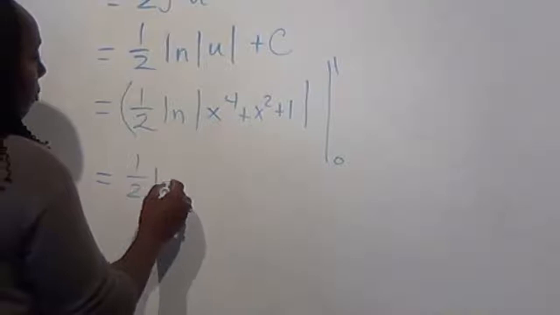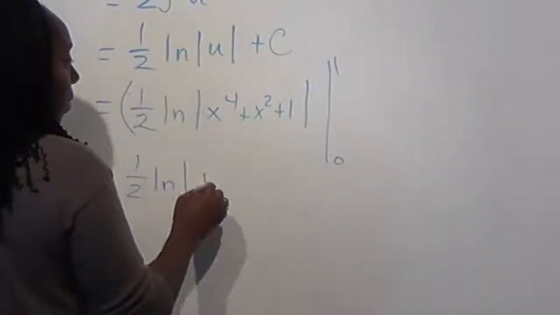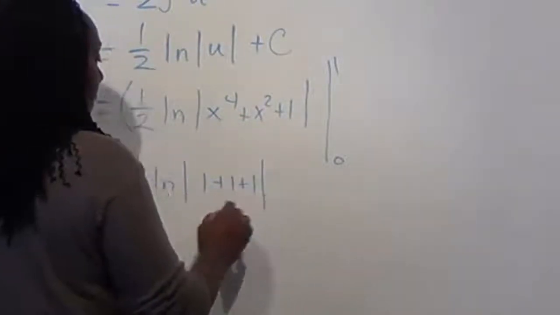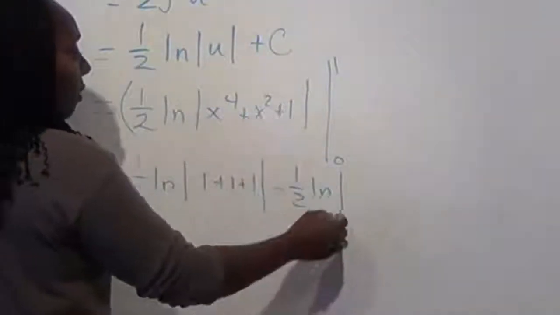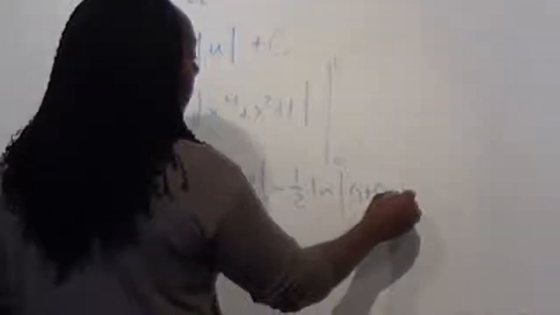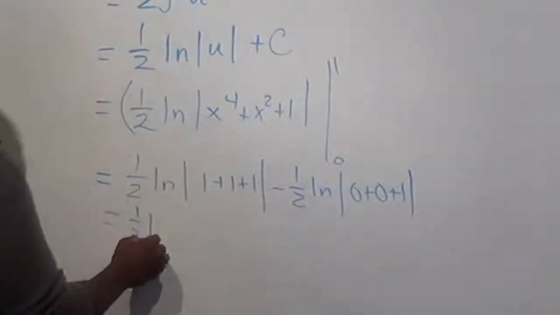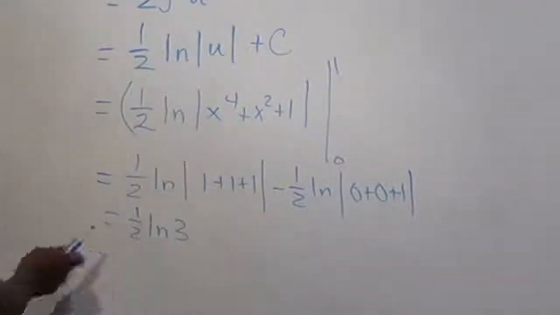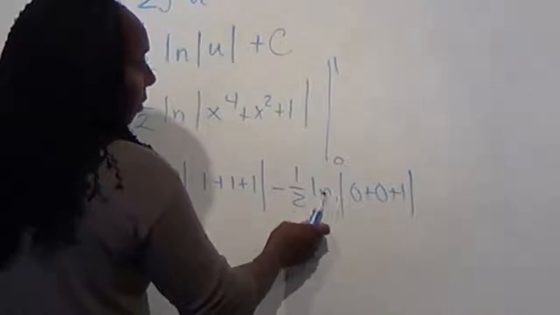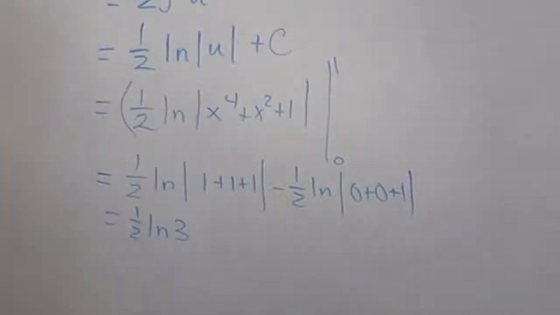So 1/2 the natural log of my function evaluated at the upper limit, which looks like 1 plus 1 plus 1, minus 1/2 my natural log evaluated at my lower limit, which looks like 0 plus 0 plus 1. Simplifying, looks like 1/2 natural log of 3. I can drop the absolute values because 3 is positive. And over here, natural log of 1 is just 0. So there is my value for my definite integral.